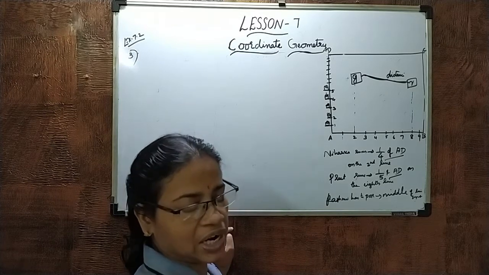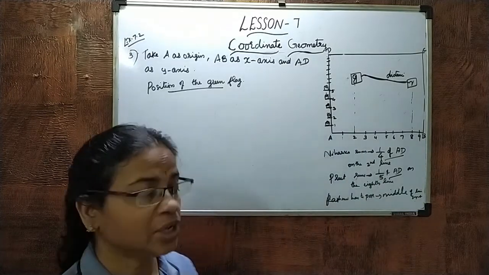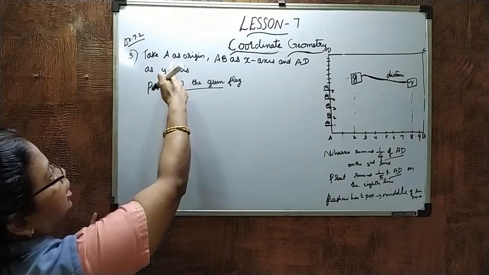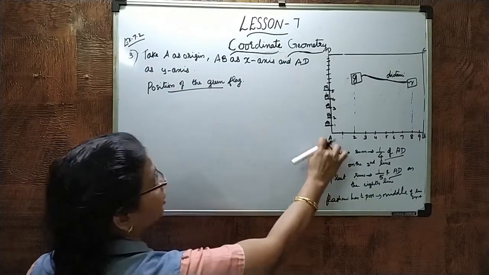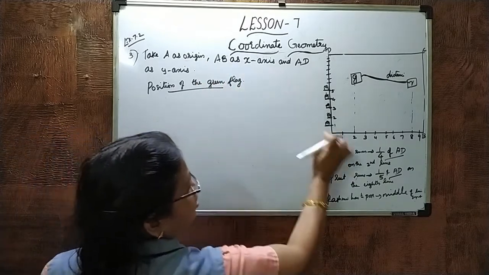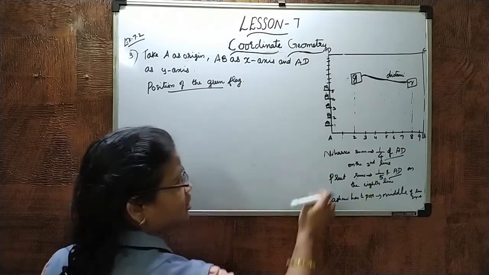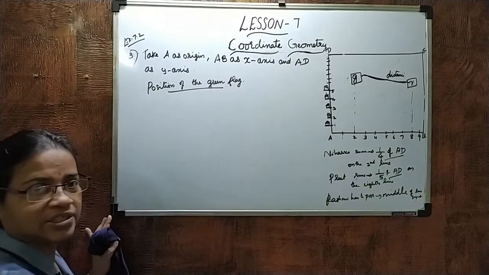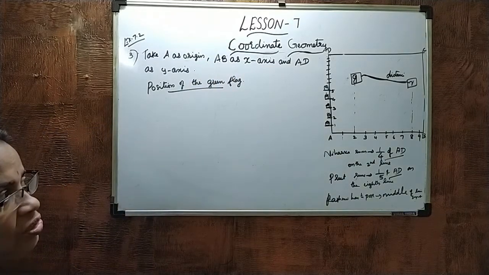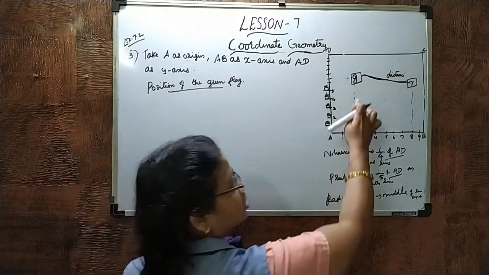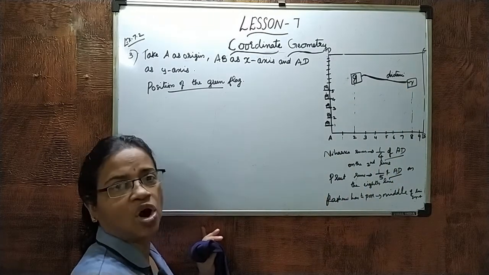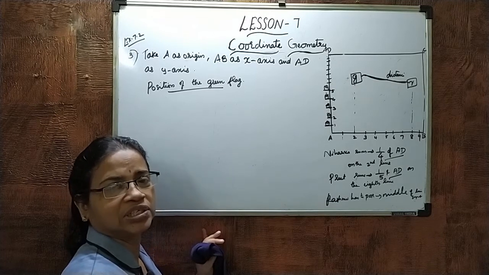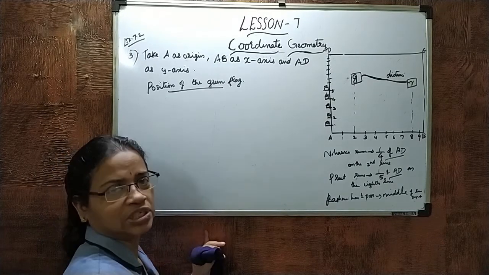Okay, so we will start the notes now. Take A as origin, with coordinates (0, 0). AB as the x-axis and AD as the y-axis. Now we have to find the distance between the green flag and the red flag first. For that, you have to find the coordinates first. Then only can we find the distance using the distance formula.